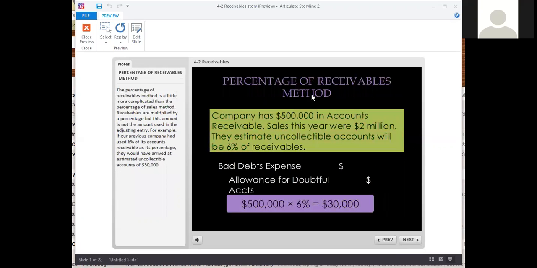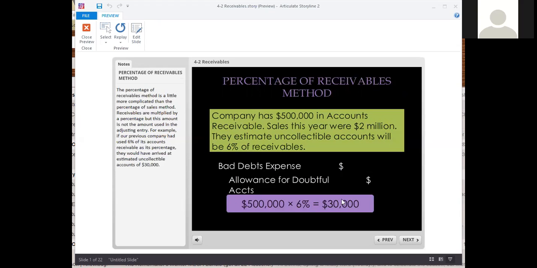We're switching to percentage of receivables. So the same company, but pretending that they now do it a different way. They use this method where they do 6% of their receivables. So 500,000 times 6% is 30,000.